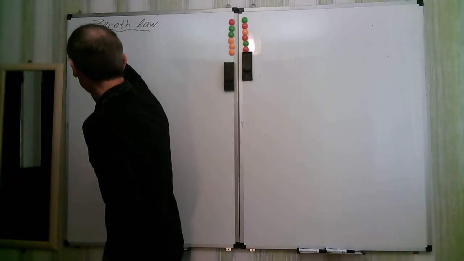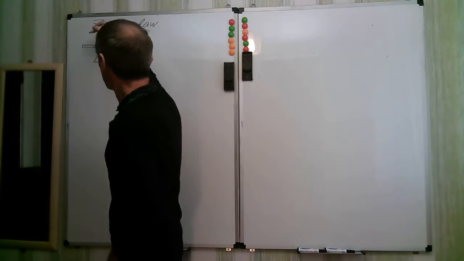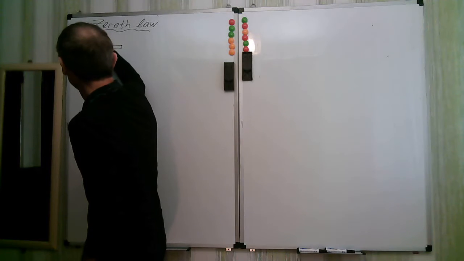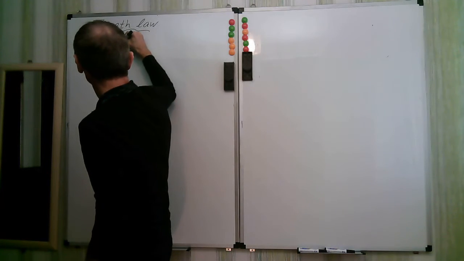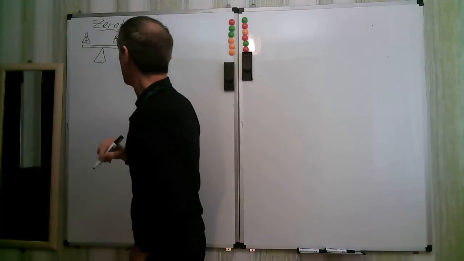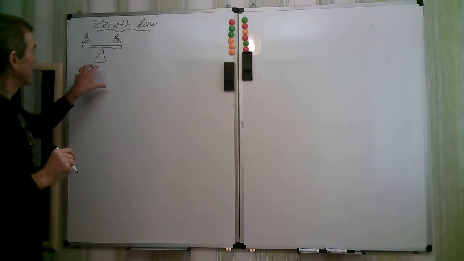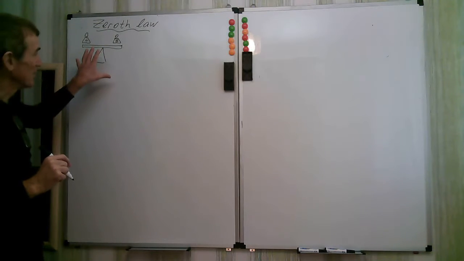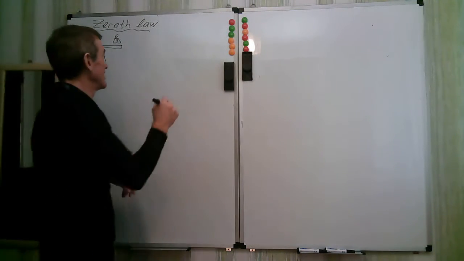Well, let's give it a thickness then. So there's my seesaw. And I've got a weight here on this side. There we go. Little ring there. And a similar weight on this side. Call this A. Call this B. And let's imagine we're in a situation where the seesaw balances. Okay? Seesaw is balancing. And let's consider another seesaw.